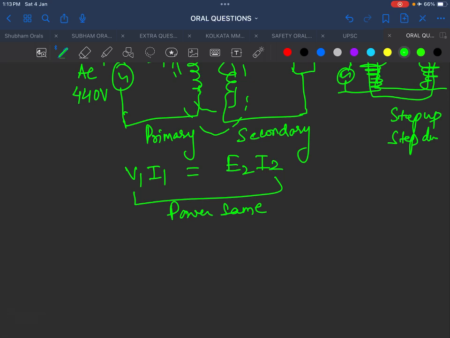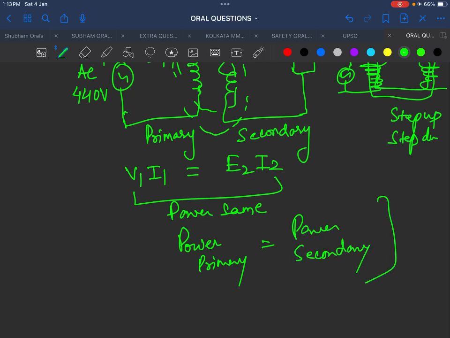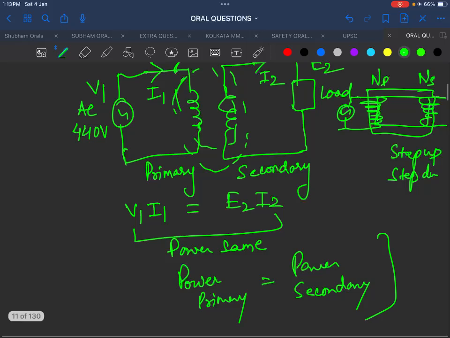This is basically primary side power equal to secondary side power in the normal transformer. So primary power equals secondary power, the frequency here is constant, and we are doing step up and step down of voltage. Now I will talk about step up and step down voltage so you can understand it.